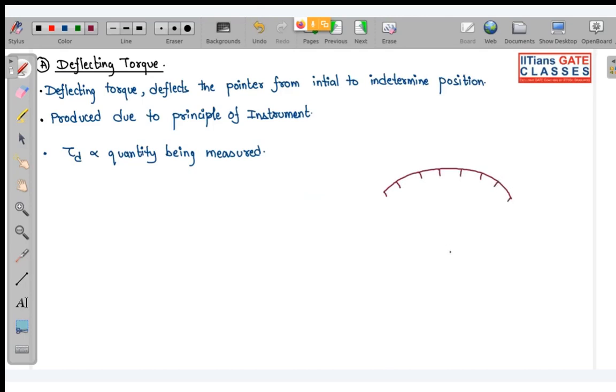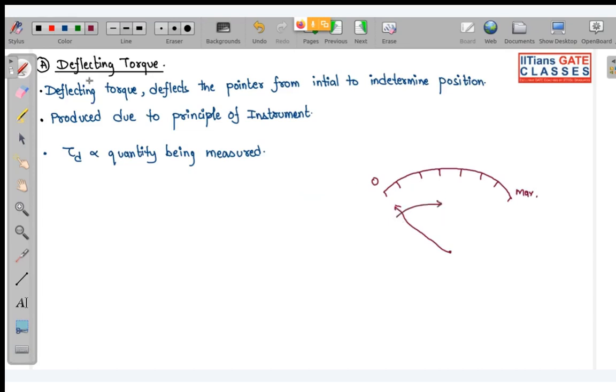Okay, we have one instrument, something like this. Initially, this is your zero value, this is your max value. Now initially, when no current or voltage is present, it will indicate zero. The moment there is some amount of current flowing, which can be the minimum amount of current your instrument can detect, this pointer will start to deflect.